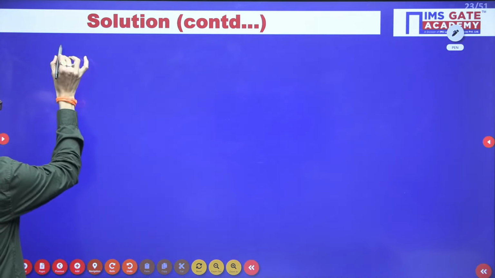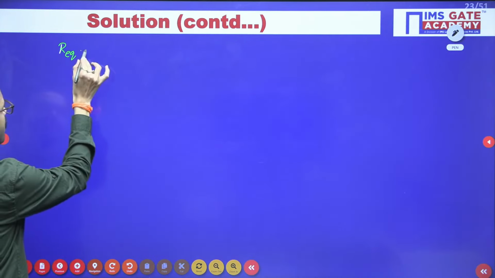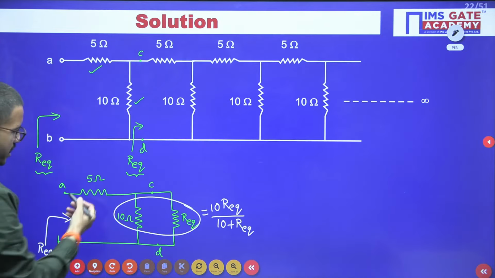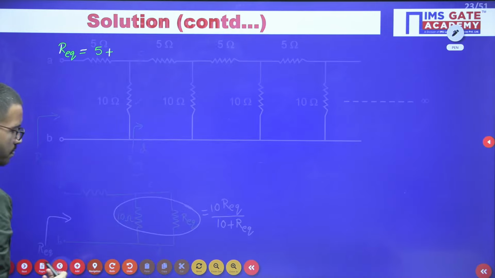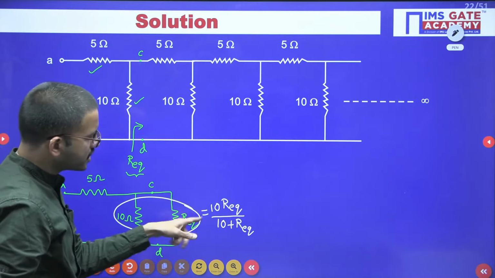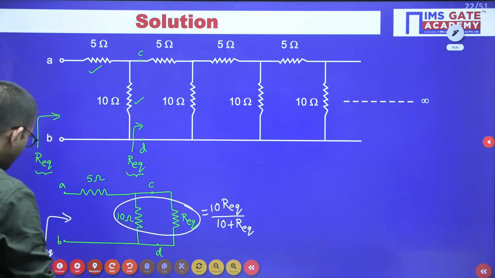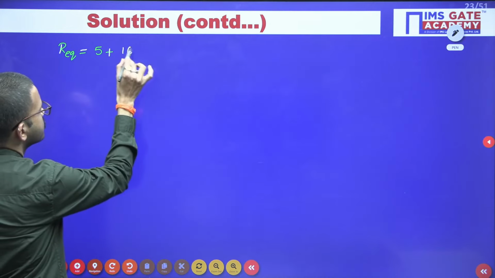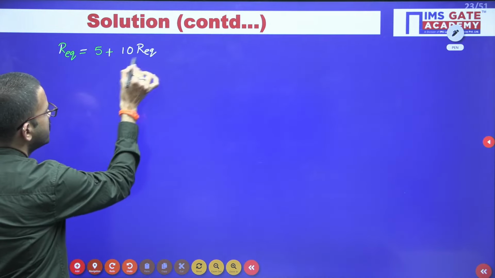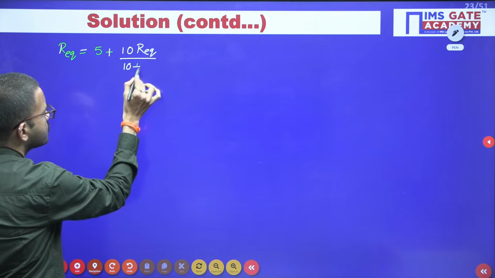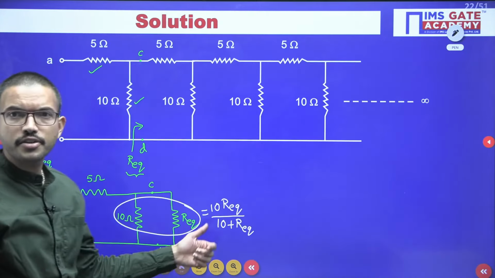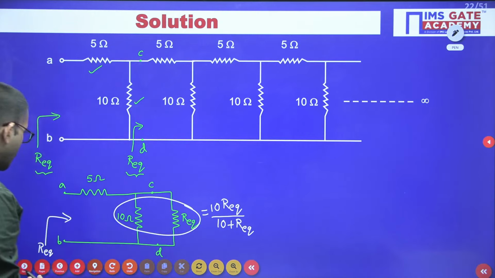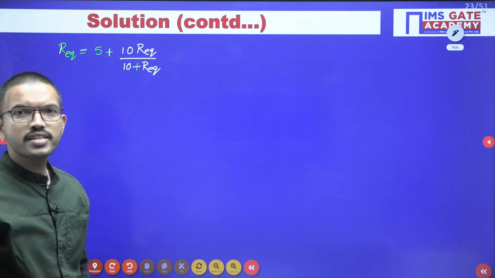So R equivalent equal to 5 ohm plus, just now you got that single equivalent resistance, 10 times R equivalent divided by 10 plus R equivalent. R1 R2 divided by R1 plus R2. Okay, I hope it is clear up to this step. Is it clear, Ritin?